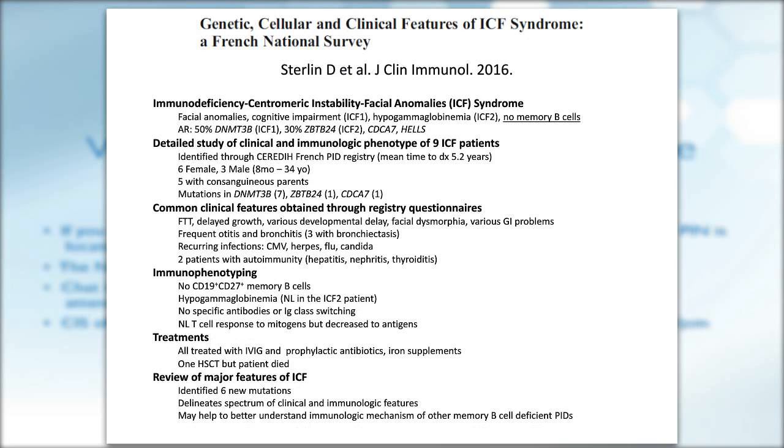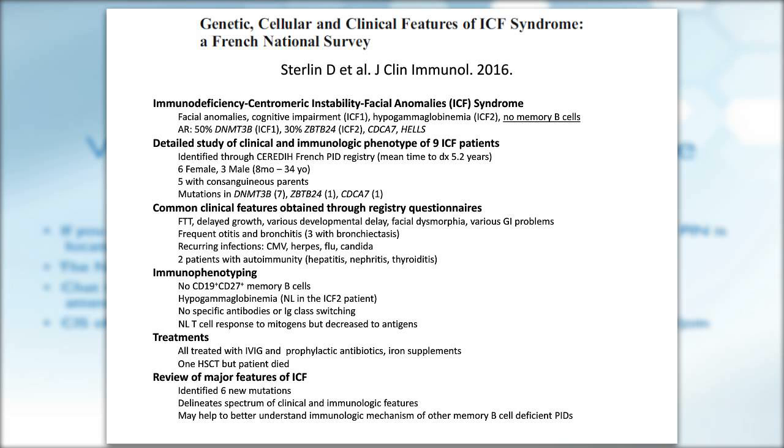And then finally, the last paper I wanted to present was the genetic, cellular, and clinical features of ICF syndrome, a French national survey. ICF syndrome stands for immunodeficiency, centromeric instability, and facial anomalies. As stated in the syndrome name, these patients commonly have facial anomalies. They have cognitive impairment, which is predominantly seen in ICF type 1. Many patients have hypogammaglobulinemia, which can be seen in ICF 2.